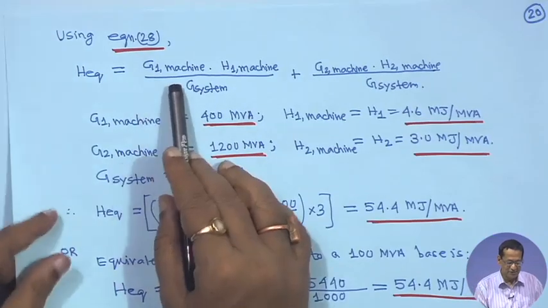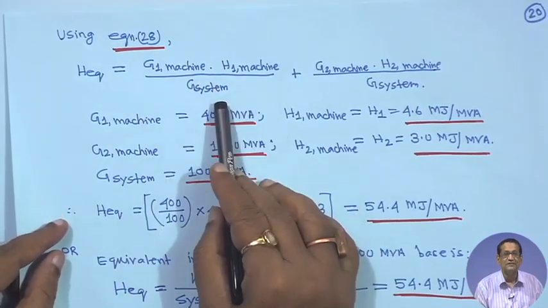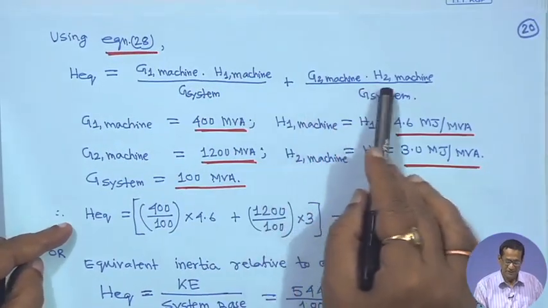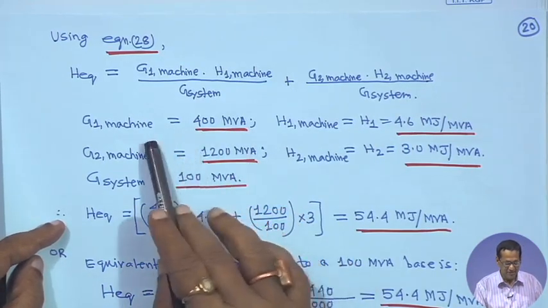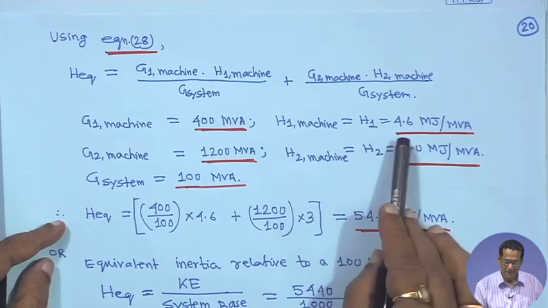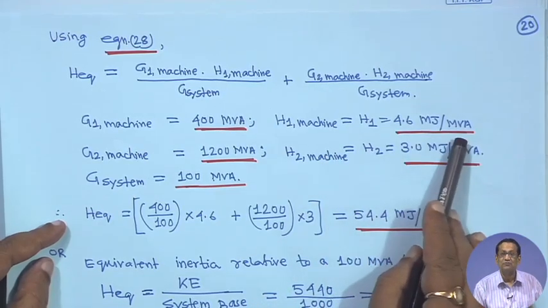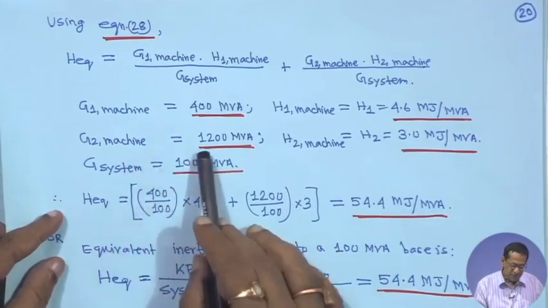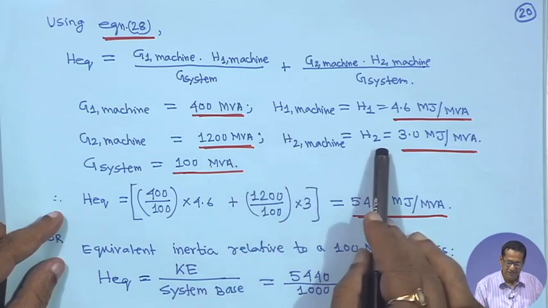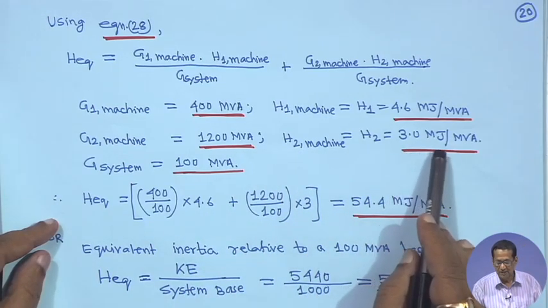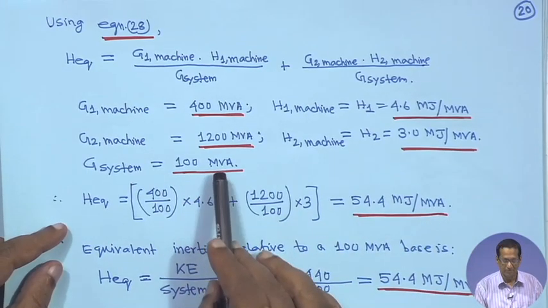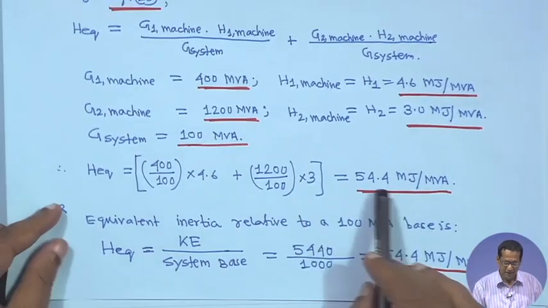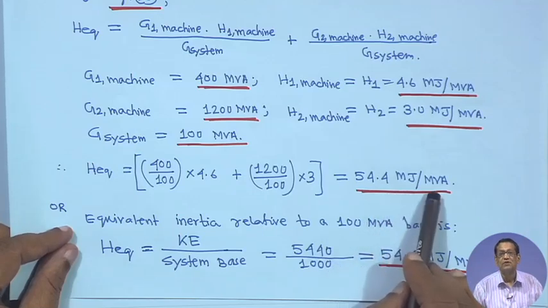Now, the formula was given that H_EQ is equal to G1 machine into H1 machine upon G system, plus G2 machine into H2 machine upon G system. All the data is given: G1 machine is 400 MVA, H1 machine is 4.6 megajoule per MVA, G2 machine is 1200 MVA, H2 machine is 3.0 megajoule per MVA, and G system is 100 MVA. That is what you have to obtain. If you put everything together, it will become 54.4 megajoule per MVA.